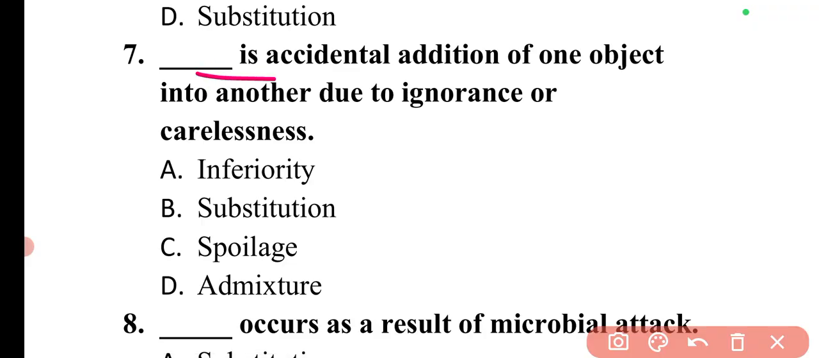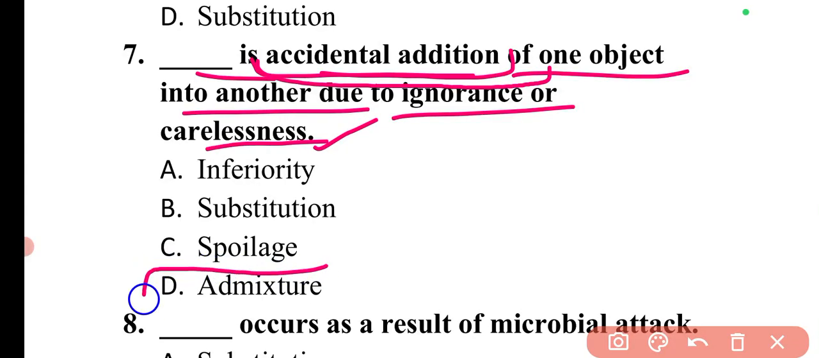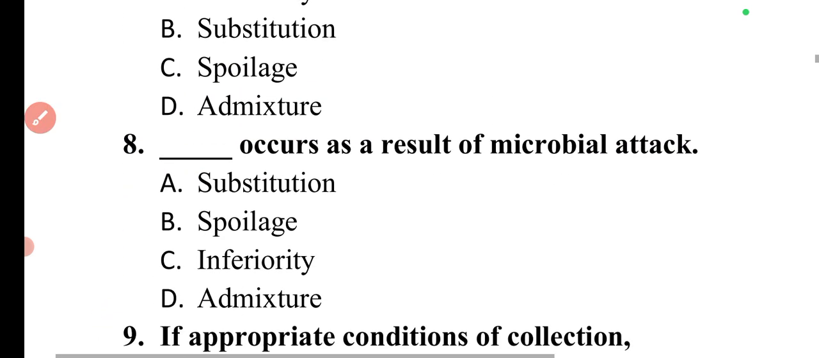Next question is, dash is accidental addition of one object into another due to ignorance or carelessness. So basically it is the adulteration only, but it is the accidental addition. Like we haven't added the substance on purpose, but it is accidentally added due to the ignorance or carelessness. So this is known as admixture. So here option D is correct.